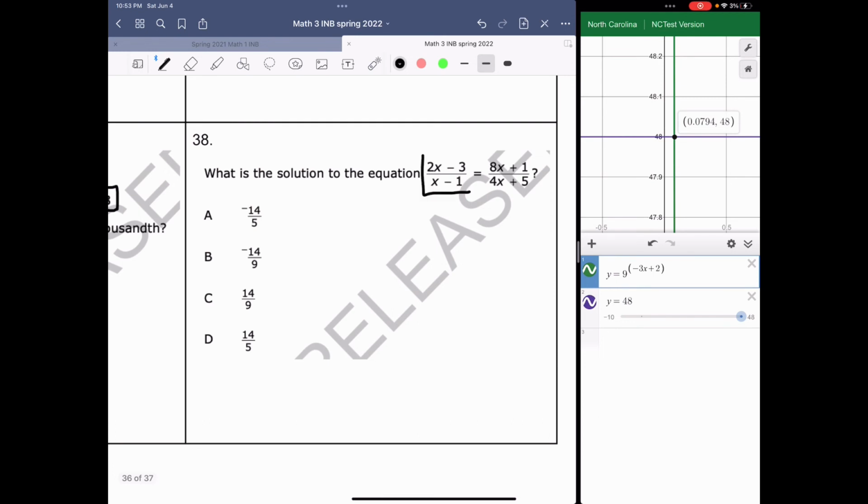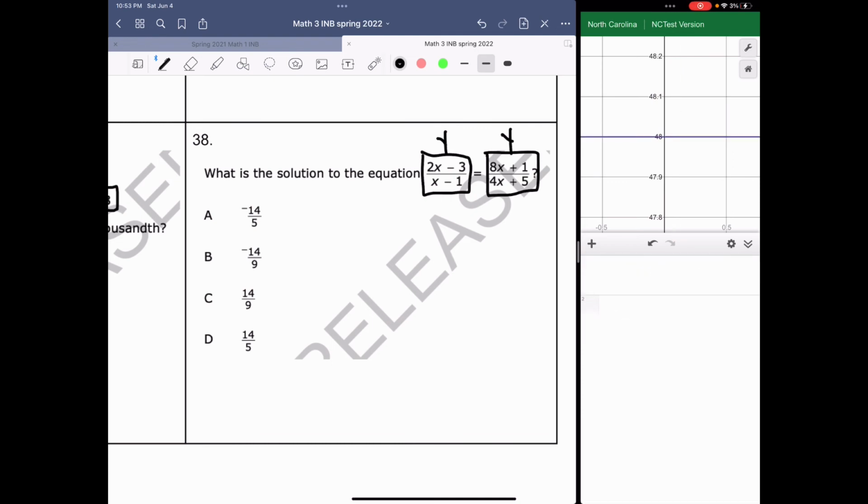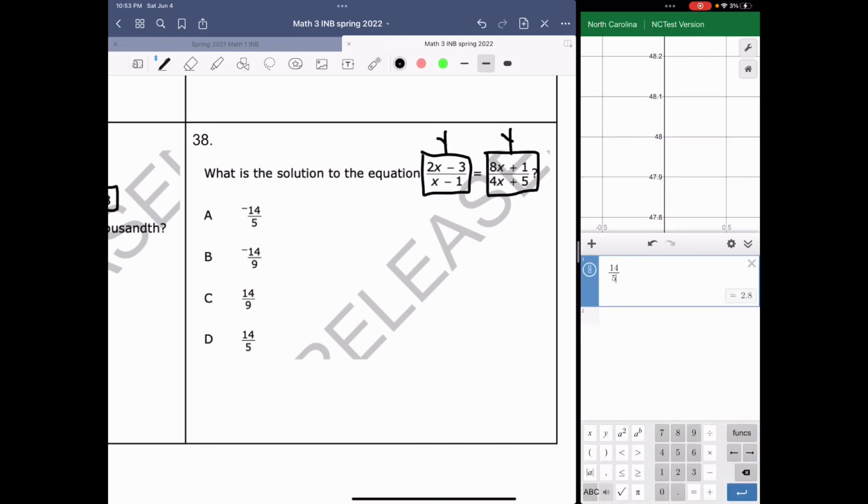Same thing with this solution. I would have set this equal to y, this equal to y. Now the key to this one is it would have given you a decimal, and you would have had to check all of your answer choices to figure out that your x value was 2.8, and your answer should have been D.